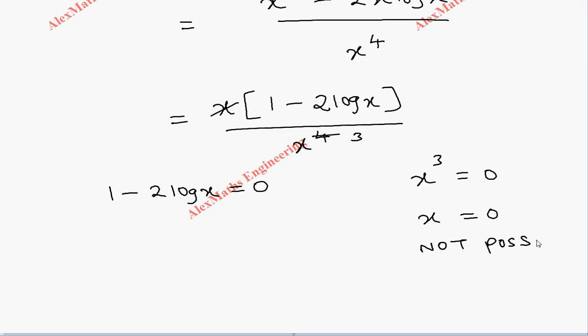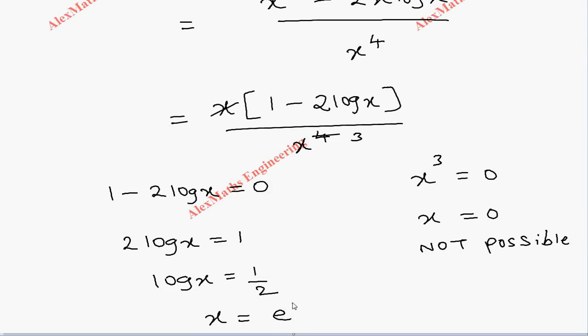So we ignore this. And from here, we get 2 log x equal to 1. So log x equal to 1 by 2. And by removing log, we get x equal to e power 1 by 2, which is nothing but root e.